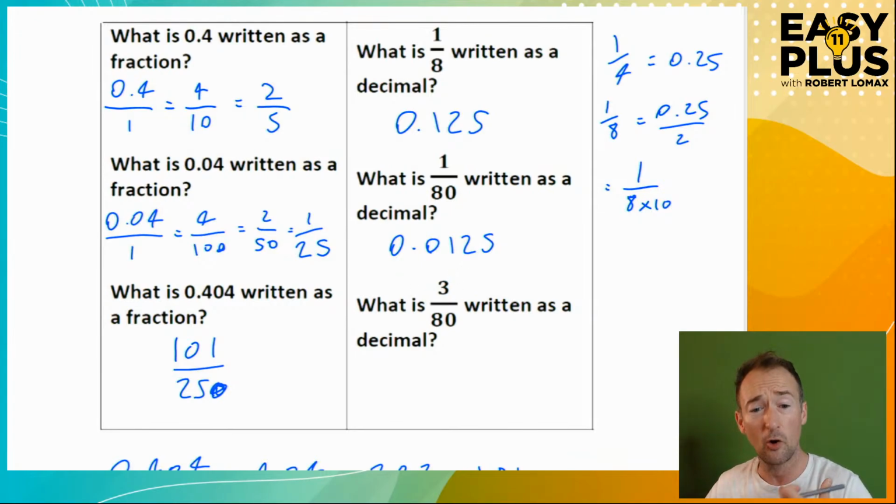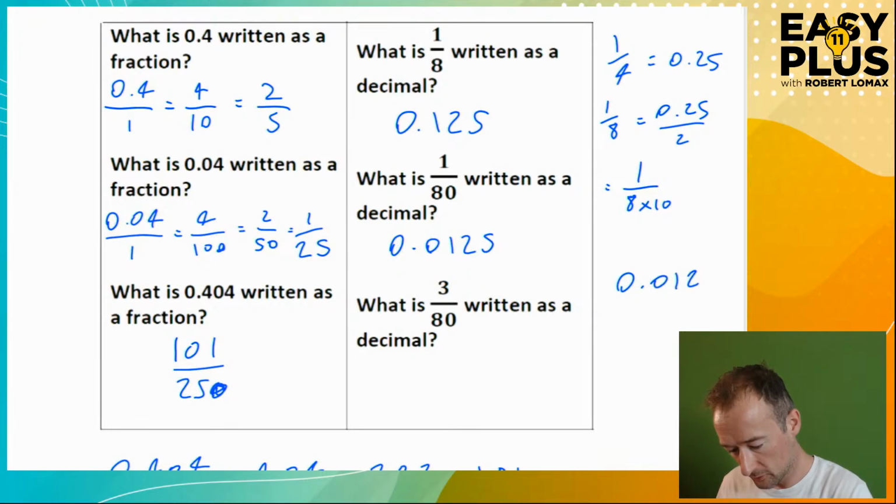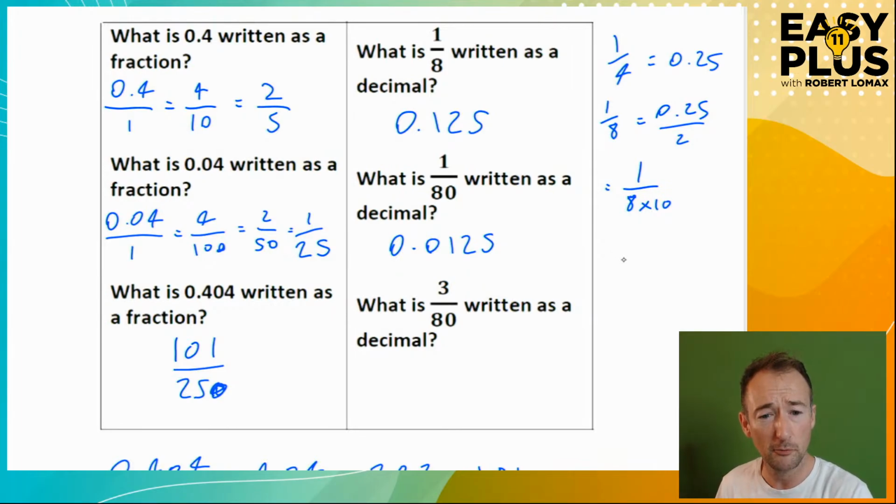We've just found 1/80th, but we need 3 of them, okay? Now you could do 0.0125 times 3, but use your noodle. It might be simpler just to do 125 times 3, and then from that you should be able to see the answer. So what's 125 times 3?